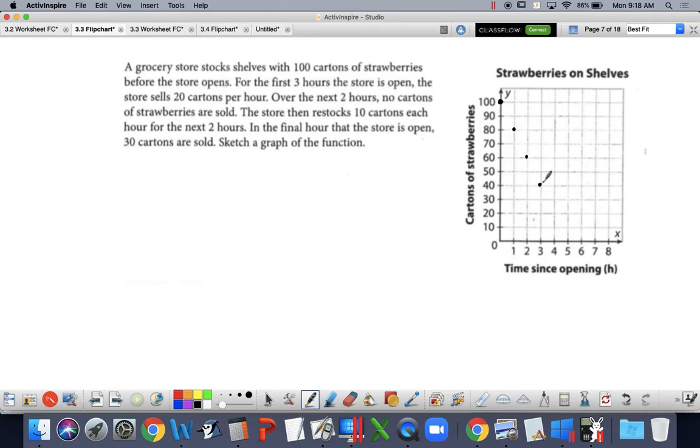Over the next 2 hours, no cartons of strawberries are sold. Perfect. The store then restocks 10 cartons each hour for the next 2 hours. So 10 more, 10 more. And then in the final hour that the store is open, 30 cartons are sold. Here we go. Then I just simply connect the dots.